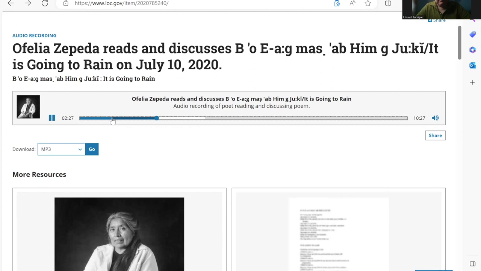However, like many other languages, it is an endangered language. That is based on the fact that we have mostly adult speakers and very few children who are learning the language in a natural setting.